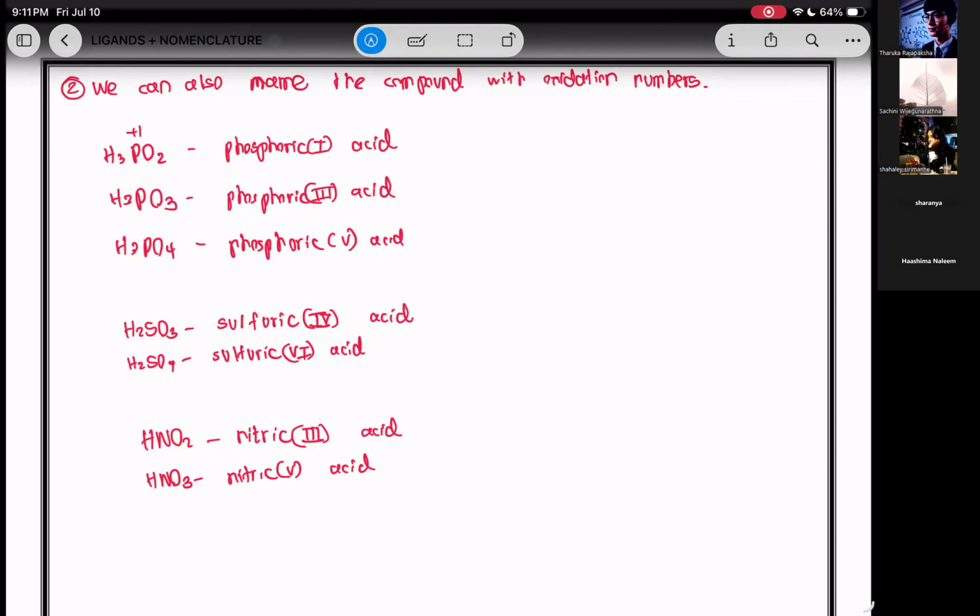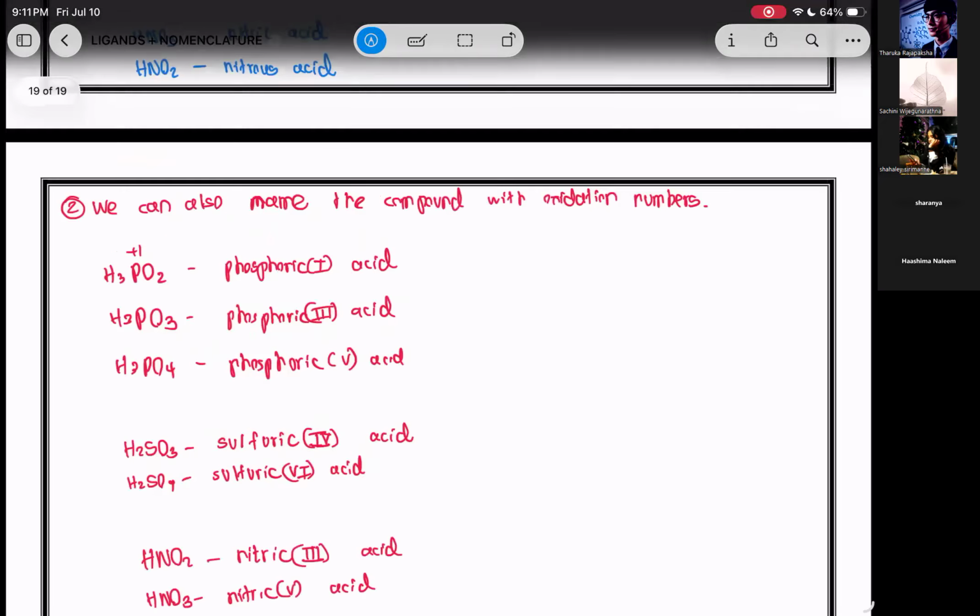So yeah, anything you want to know? Yeah, it's in the new syllabus. You have to name esters. Phosphoric 5, yes, phosphoric 5. Oxo acids, can you show? Okay.